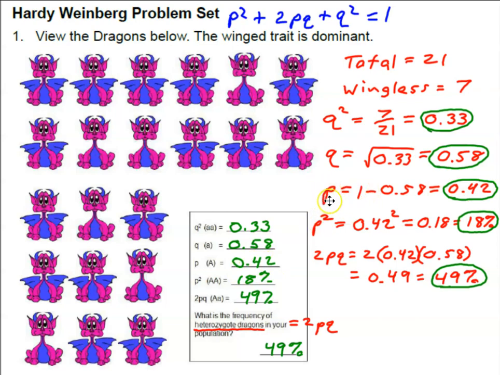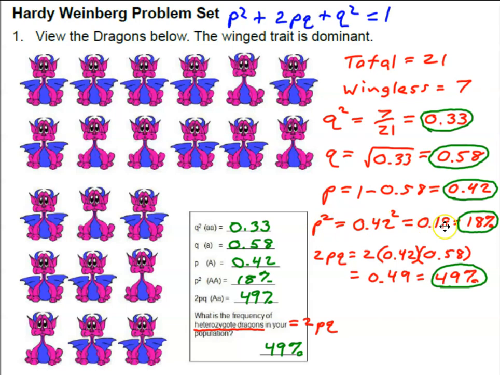Now, since we have the frequency of the dominant allele, we can calculate P squared. And again, P squared in the equation here is the genotypic frequency of the homozygous dominants in the population. And that ends up being 0.42 squared. So that's what we calculated for P here. So we take P, 0.42 squared, and we get 0.18.